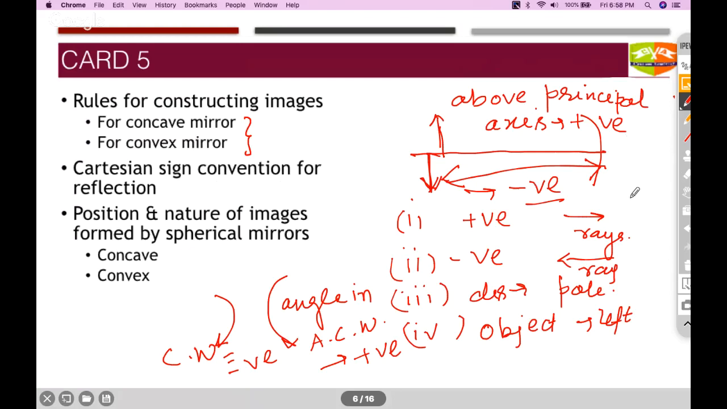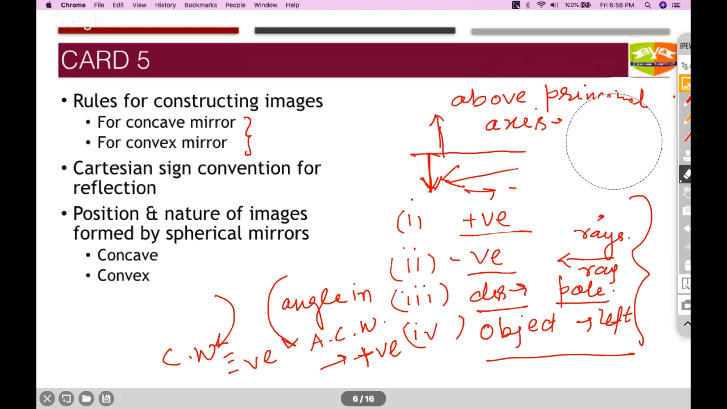I'll repeat it for you: if you measure a distance in the direction of the path of the ray, that would be positive, the opposite side would be negative. All distances are measured from the pole. The object is always placed on the left hand side of the mirror. Any height above the principal axis would be positive. Any height below the principal axis would be negative. Angles measured in the anti-clockwise direction are positive, and angles measured in the clockwise direction are negative.